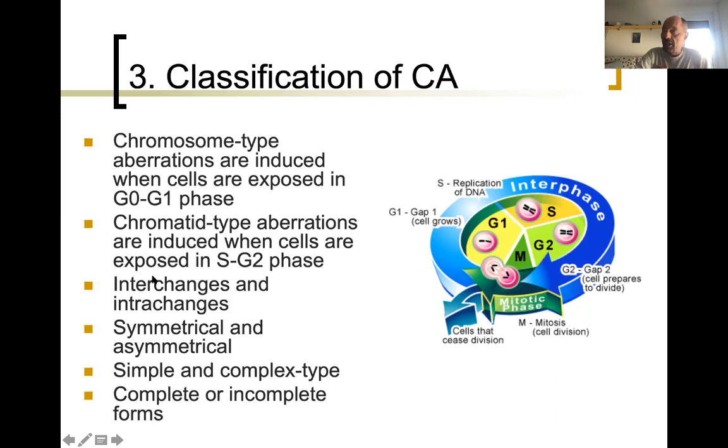There can be interchanges if there is exchange of genetic material between chromosomes, or intrachanges if the exchange of genetic material is within the same chromosome. They can be symmetrical and asymmetrical, simple type and complex type, we will see this. And then they can also be complete or incomplete forms. In the incomplete forms, essentially, there is an unrejoined piece. We have seen in the rejoining of DNA double-strand breaks, repair proficient cells generally do not show any residual unrejoined break. But if there is a residual unrejoined break, this would be an incomplete exchange.